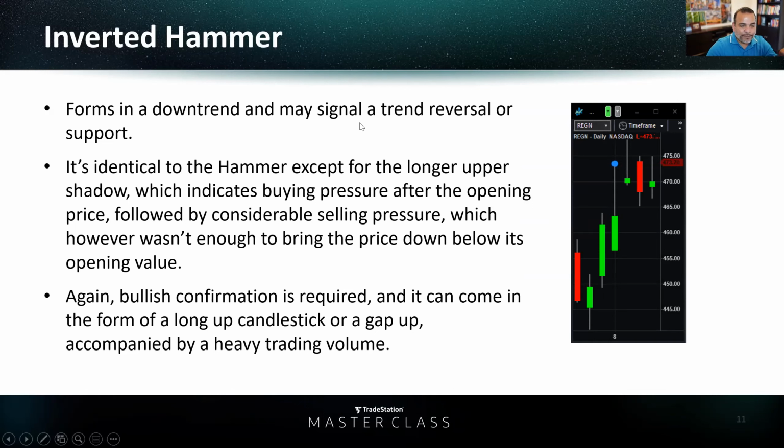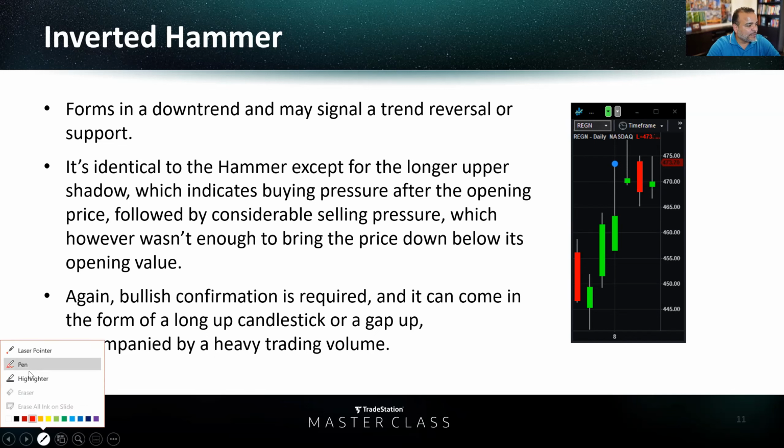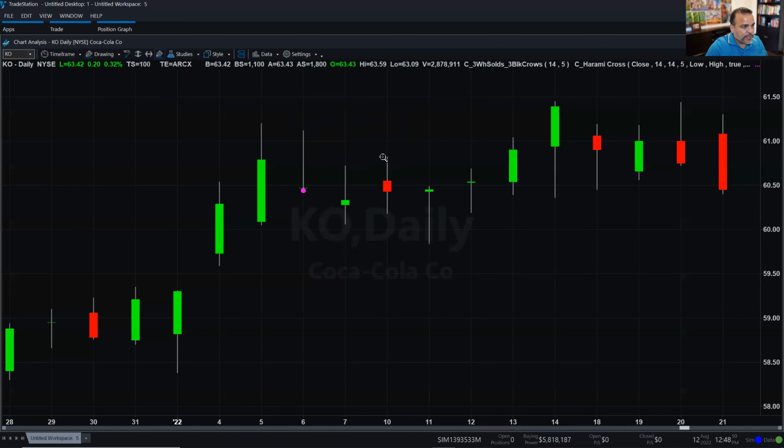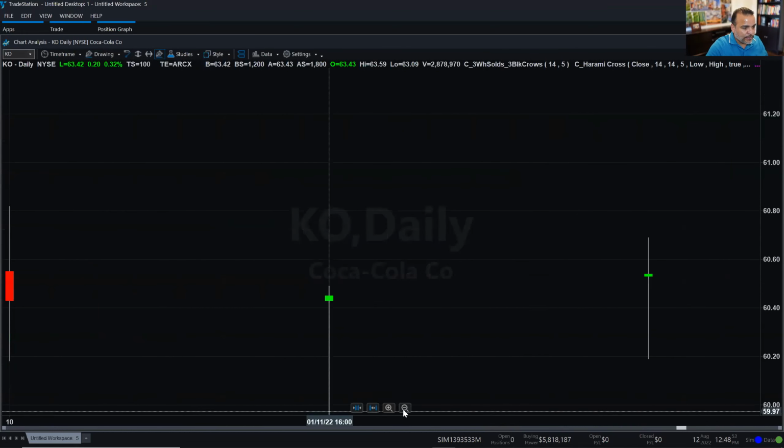An inverted hammer is just the same description of a hammer, but upside down. This is where the real body is on the bottom half of the candle. So it's identical. It says right here. We'll put a cursor, not a highlighter, sorry, a laser pointer. So it's identical to the hammer, except for the longer upper shadow, which indicates buying pressure after the opening price. So it does have a wick on the upper side. So an inverted hammer is what you see right there on the screen. If we were to put it right here on my chart, let me zoom out.